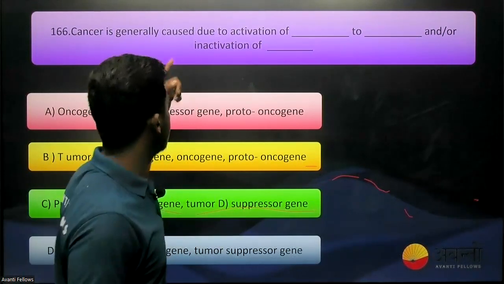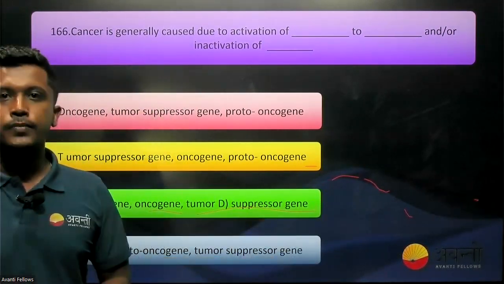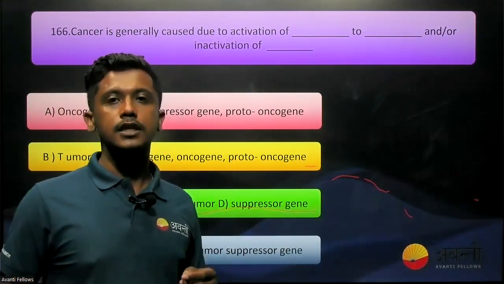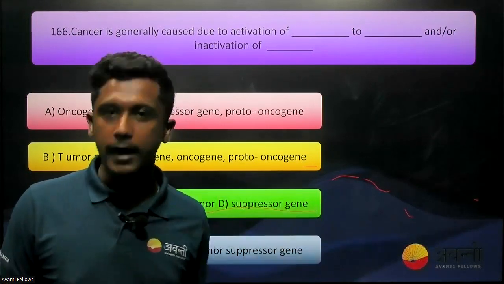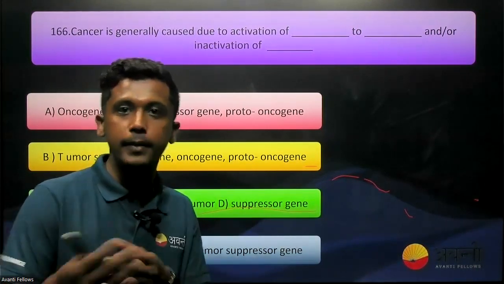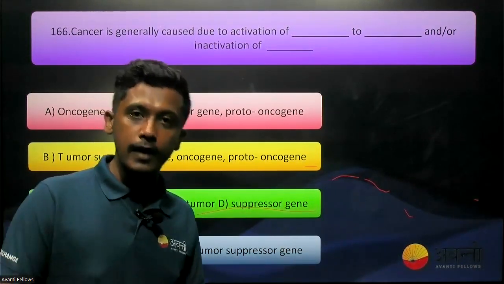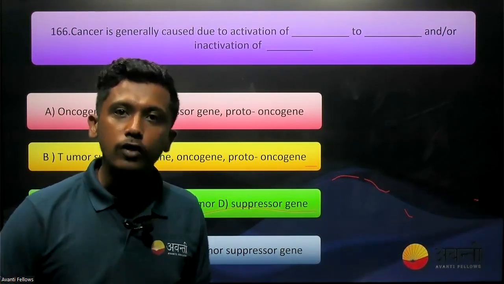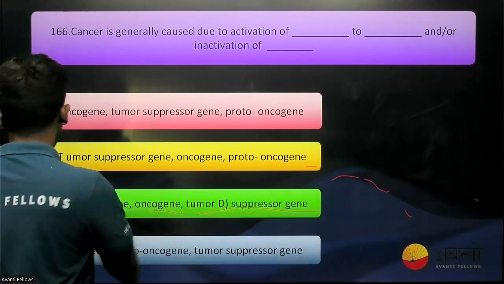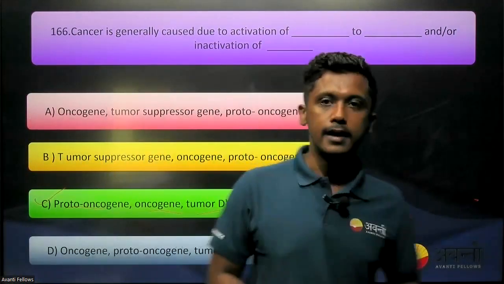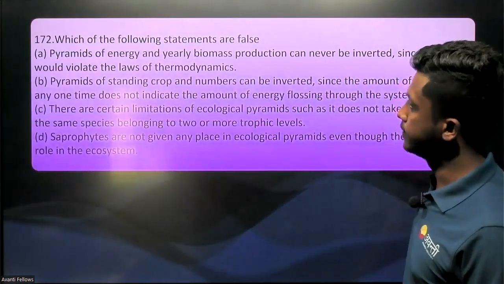Next one is the inactivation of tumor suppressor gene. So tumor suppressor gene is a gene in our cells which is responsible for controlling the rate of mitosis or to stop mitosis. It's like brakes. So if these brakes fail, now what will happen? Continuous mitosis will result in cancer conditions. So that is why our right option is option C for question 166. So let's go for the next question.